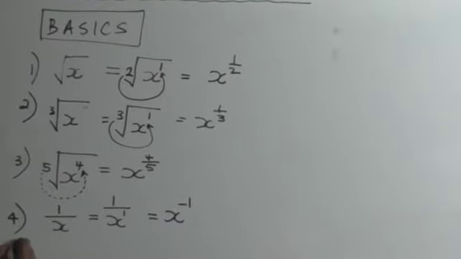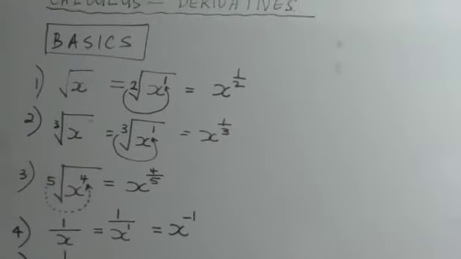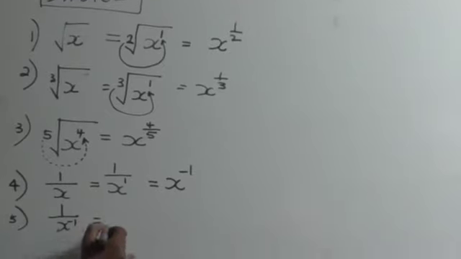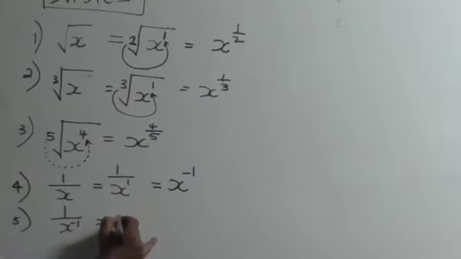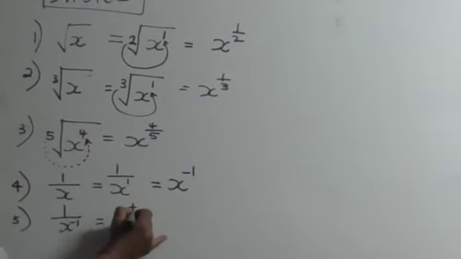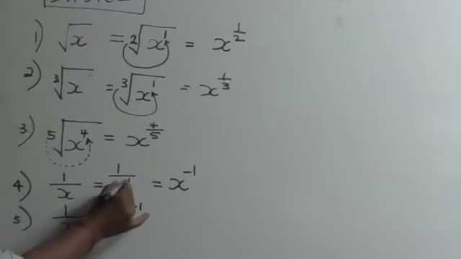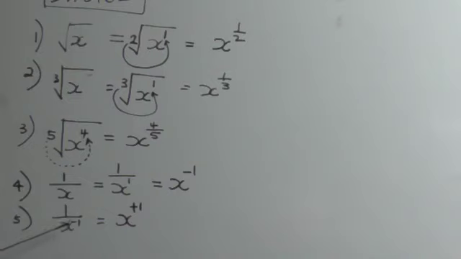Let's do another example. 1 over x to the minus 1. Now, this is minus 1. So when it goes up, this will become x to the positive 1. So remember, when this was 1, it became minus 1. When this is minus 1, it will become plus 1. All this you learnt in exponent rules.